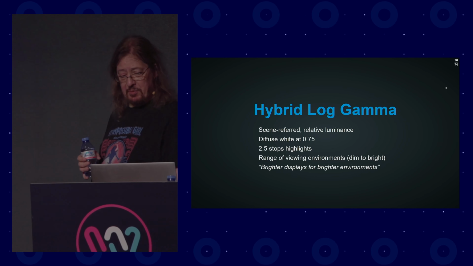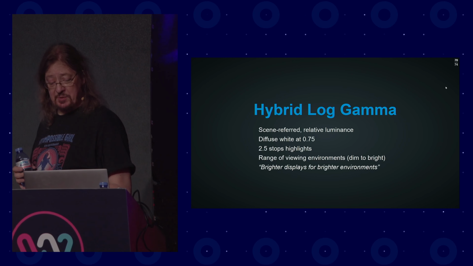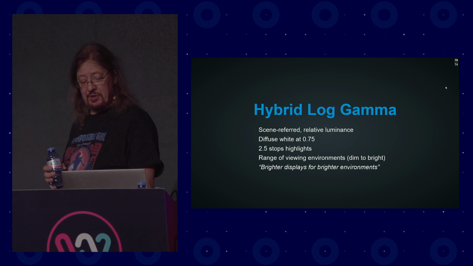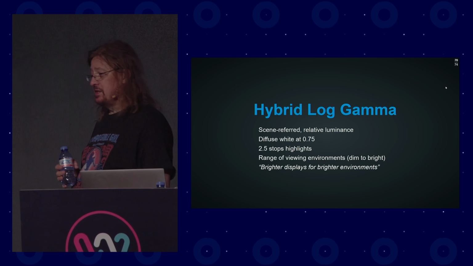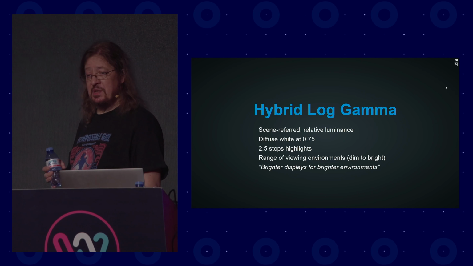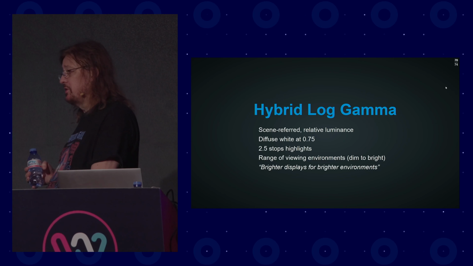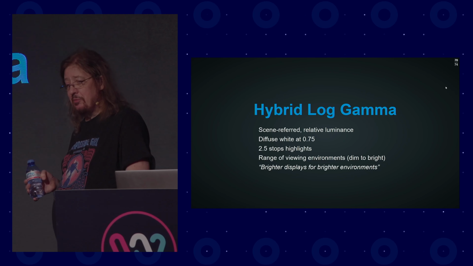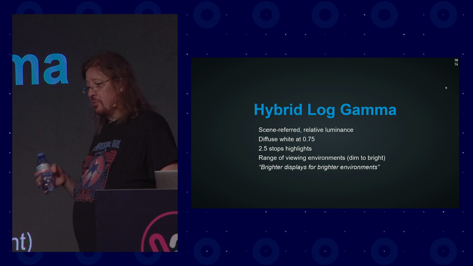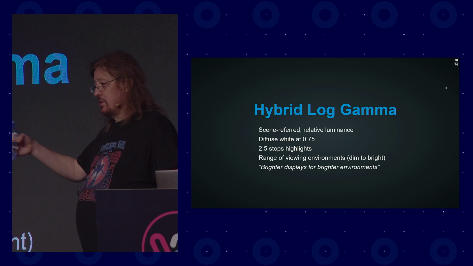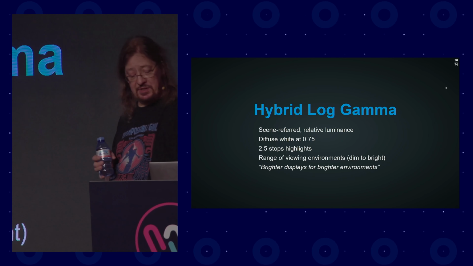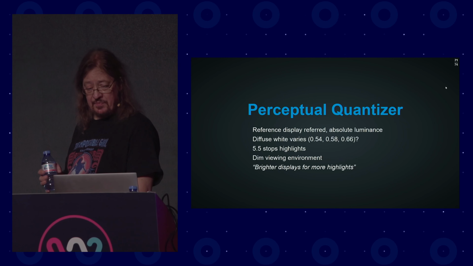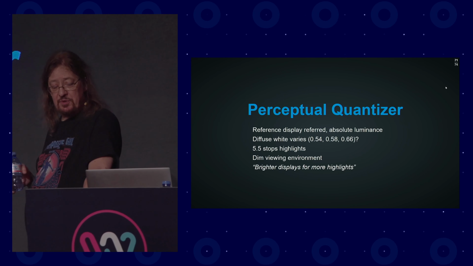So the summary, I mean, it's quite a complicated spec, but the summary is hybrid log gamma gives you brighter displays so you can cope with brighter environments. It seems to me much more suitable for use on the web because we consume web content in a huge range from right in the dark to broad daylight, and we need to be able to see it in all of those circumstances. The other one is PQ, perceptual quantizer.